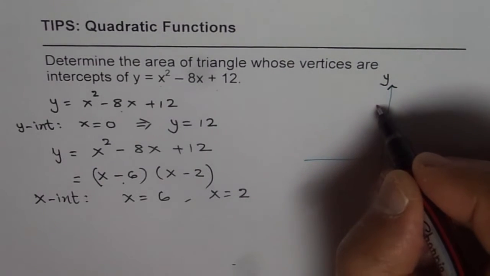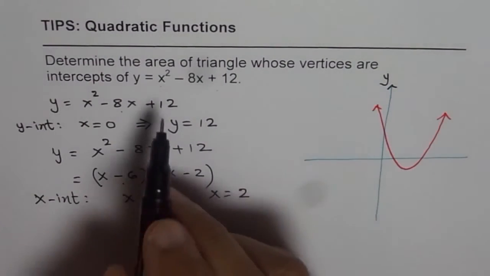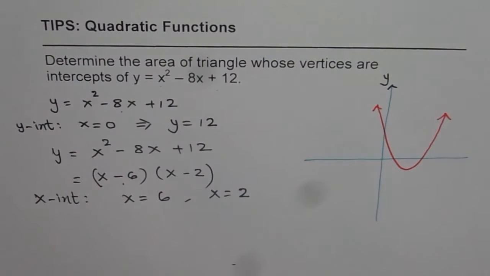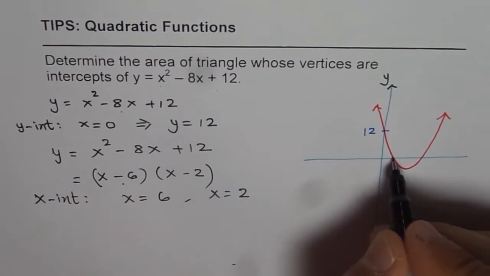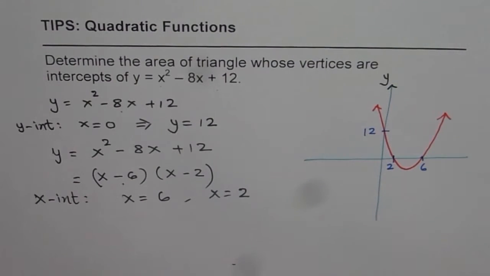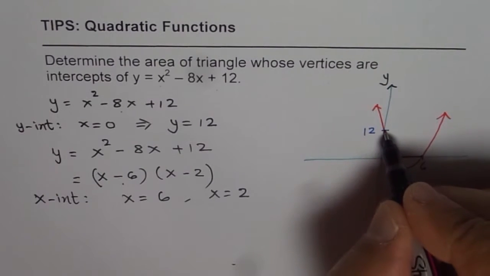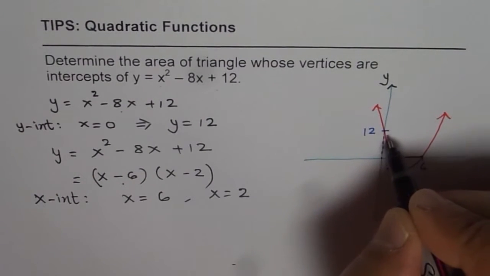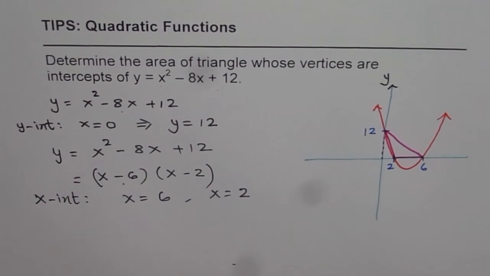So let's first sketch. Let's say the parabola is kind of like this, right? It is upward since the coefficient of x squared is positive. Now this parabola has y-intercept of 12, so this is 12. X-intercepts of 2 and 6, we'll write this as 2 and this is 6. So what we have here is a triangle formed by these three intercepts. The triangle has a base which is from 2 to 6 and height which is 12 units, right? Let me just join these points to make a triangle. So that is the triangle we're talking about.